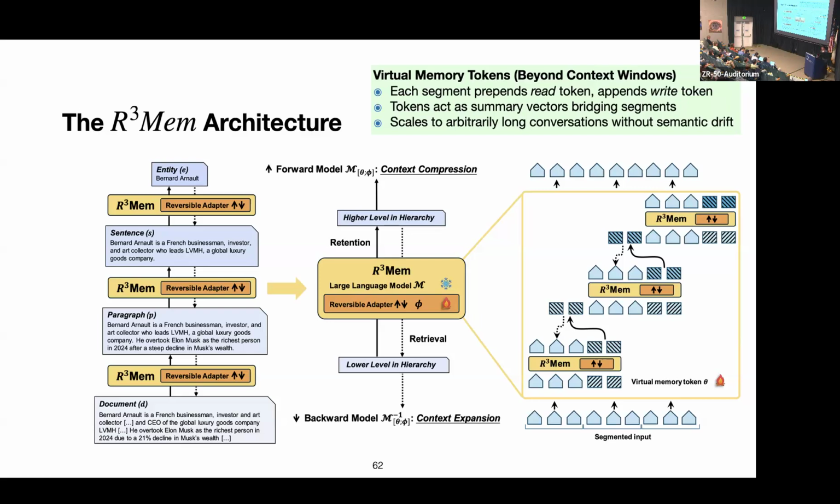And it also helps us scale to arbitrarily long conversations. Let's say the original context window of your transformer is 100 tokens or 1,000 tokens, but now you have 10,000. In this case, you can compress this very long context into compressed memory tokens. So you can reduce the context length.